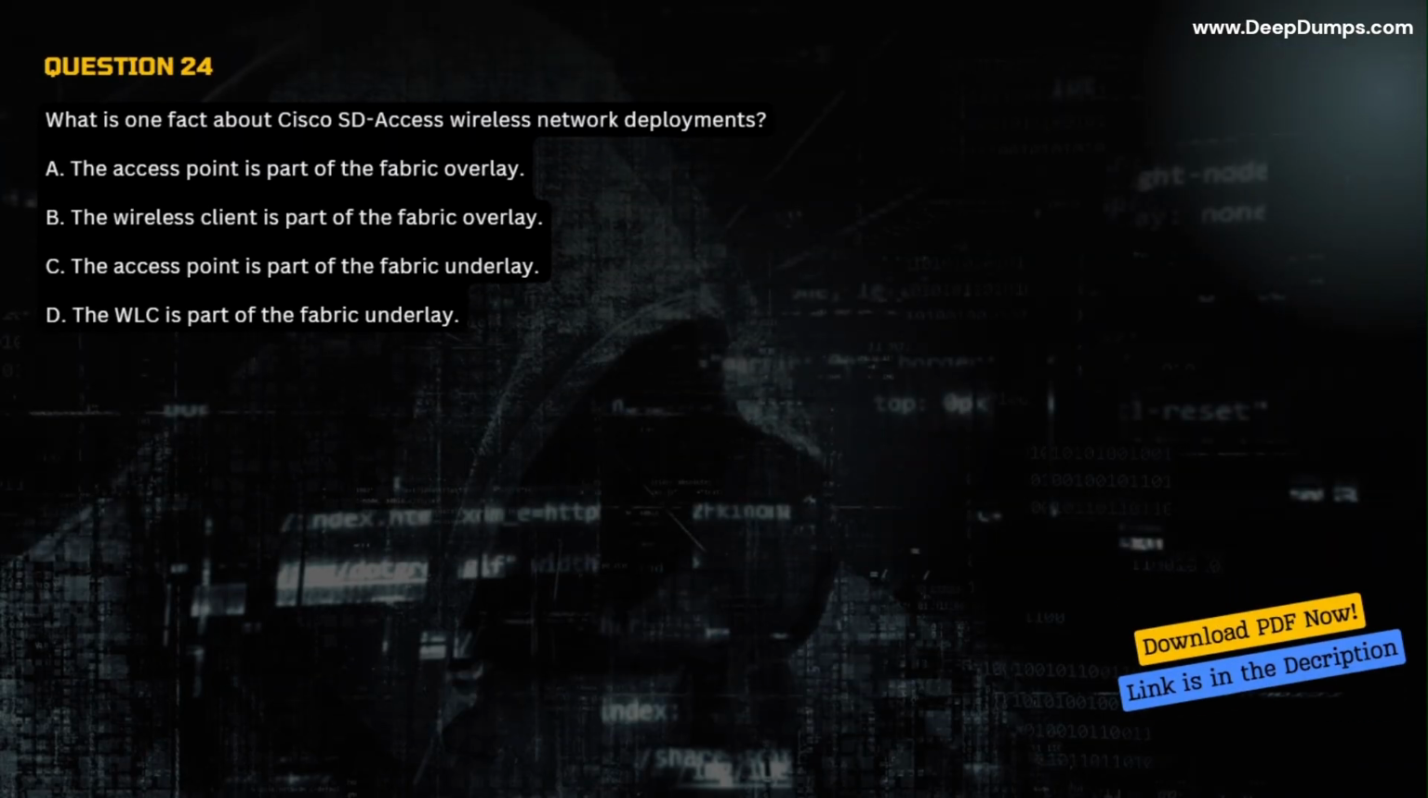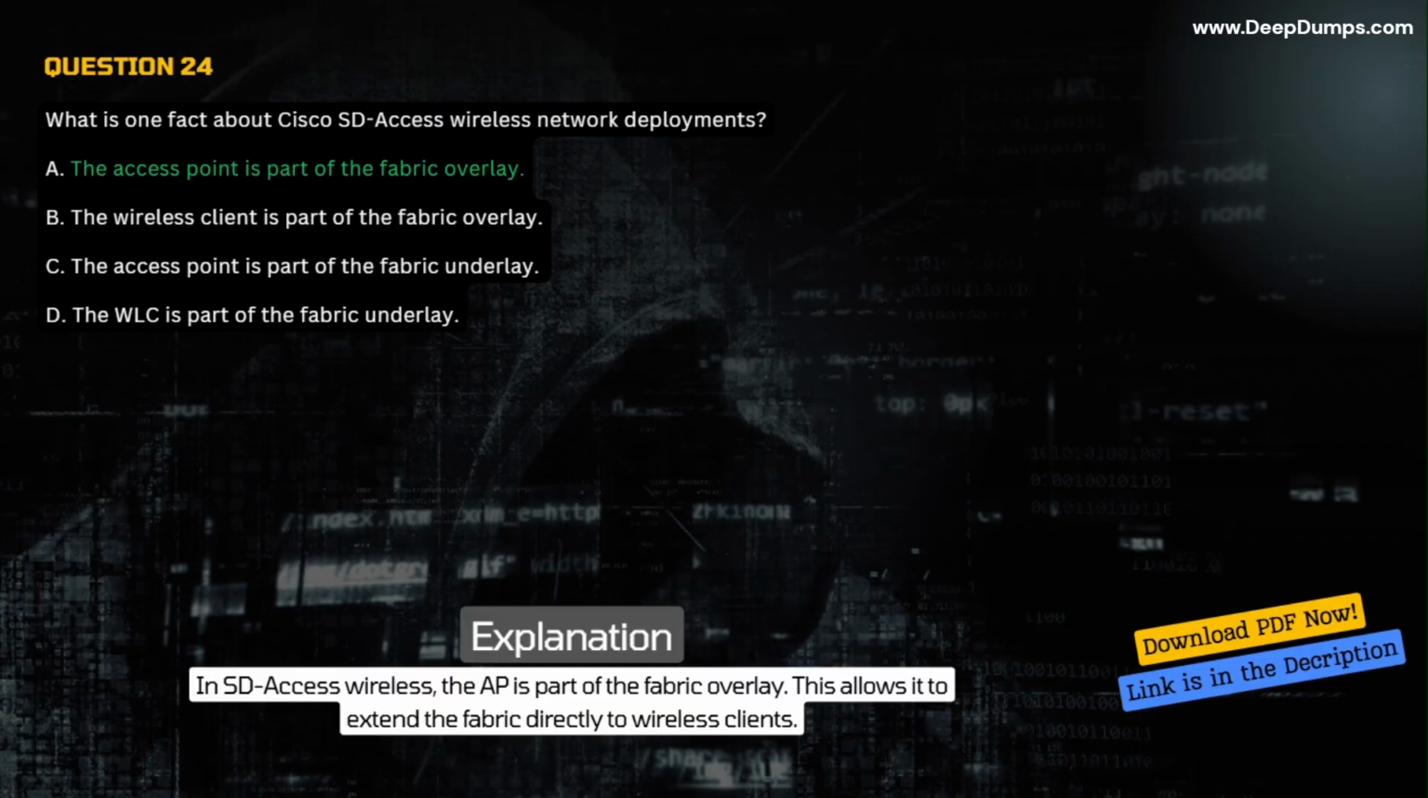Question 24. What is one fact about Cisco SD-Access wireless network deployments? A. The access point is part of the fabric overlay. B. The wireless client is part of the fabric overlay. C. The access point is part of the fabric underlay. D. The WLC is part of the fabric underlay. Correct answer A. The access point is part of the fabric overlay. Explanation. In SD-Access Wireless, the AP is part of the fabric overlay. This allows it to extend the fabric directly to wireless clients.